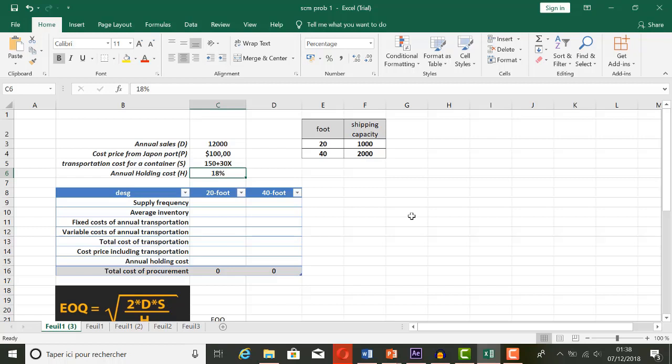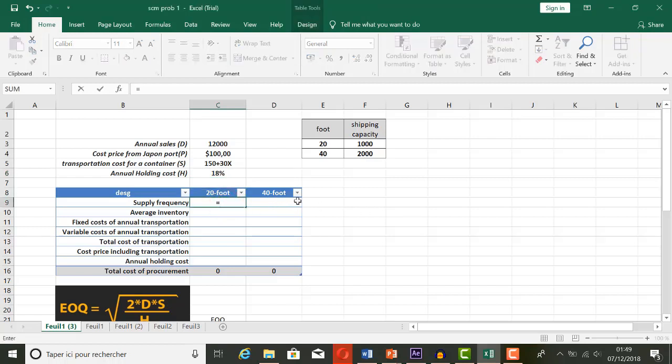Here we have laid down some of the calculations we need to go through regarding each type of container in order to get the procurement total cost. Now for the supply frequency, we will simply divide the annual sales, which is 12,000 units, by the shipping capacity of the corresponding container, and that will give us 12 times, which means that we are going to supply our warehouse 12 times in a year.